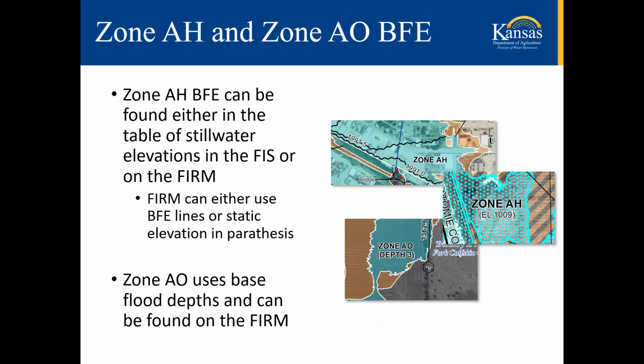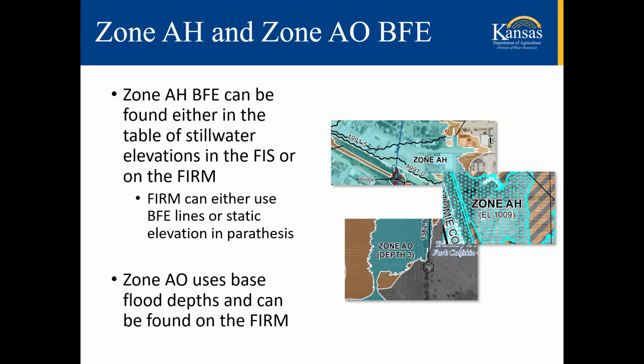So for Zone AH and Zone AO base flood elevations, again, these are either in the table of still water elevations, because these are the depths, or it's on the FIRM. And again, these are 1 to 3 feet, so as far as depth goes, these are shallow flooding areas. The FIRM uses BFE lines or static elevation in parentheses.